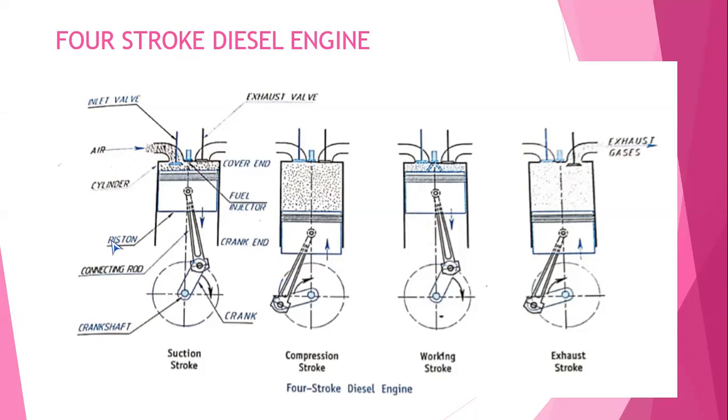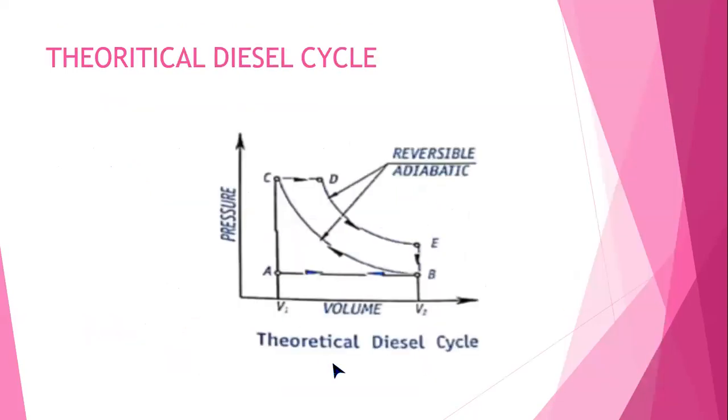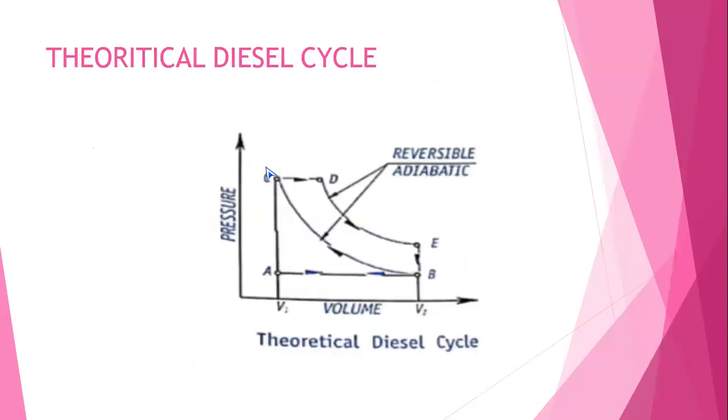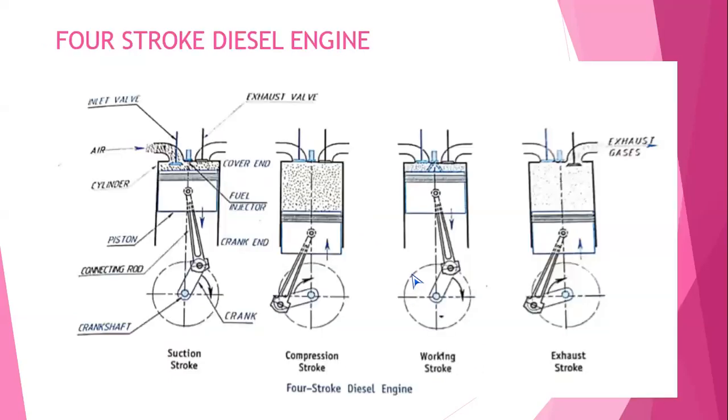Please, all of you, write these 4 diagrams. Along with this diagram, write the theoretical diesel cycle diagram. Otherwise, you will get 50% of the total marks. Usually this question in the examination is for 10 marks. If you write only these 4 diagrams, then you will get 5 marks. If you write the theoretical diesel cycle along with these 4 diagrams, you will get full marks, 10 out of 10 marks.